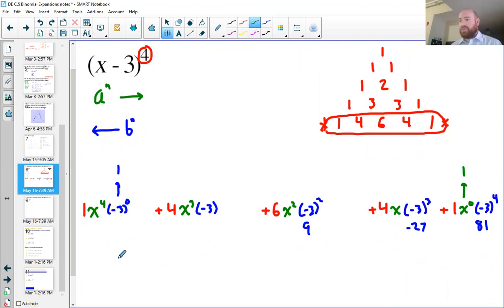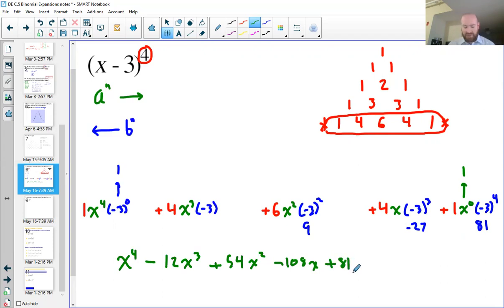So we have x to the 4th. Then we're going to have 4 times -3, so minus 12x cubed. Then we have to do 6 times 9. 6 times 9 is 54. So we have plus 54 times x squared. Then we have 4 times -27. 4 times -27 is -108 times x. And lastly, we have plus 81.